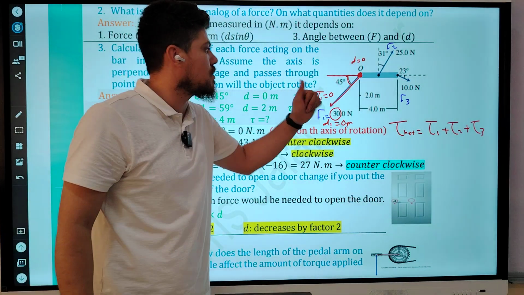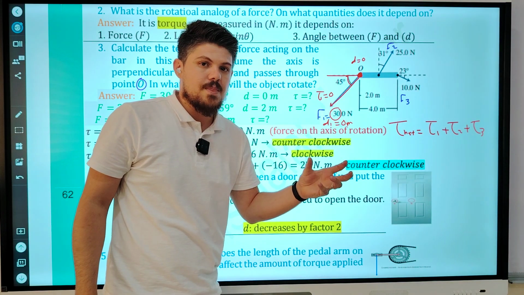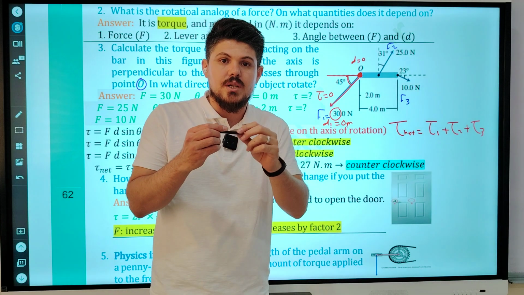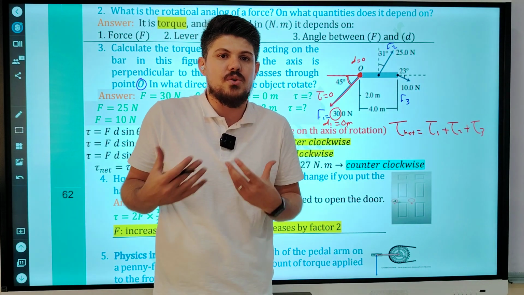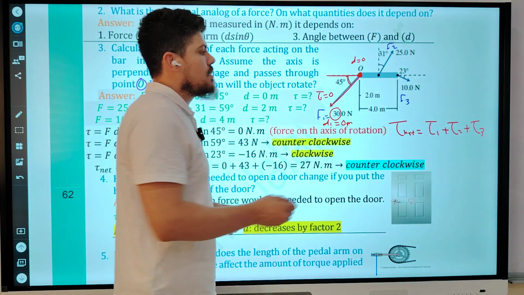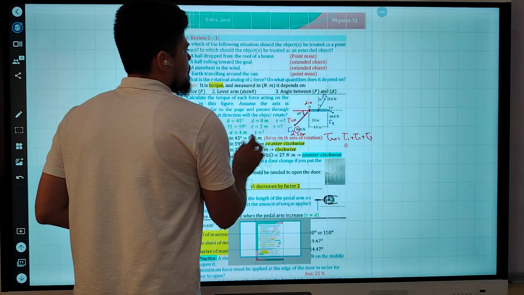When does distance equal 0? When the force is applied on the axis of rotation. As I told you, when the force is applied on the axis of rotation, in that case, no torque is produced. Torque is equal to 0, even if we have force and angle. But we don't have D, so that is why torque number 1 is equal to 0. Torque number 2.